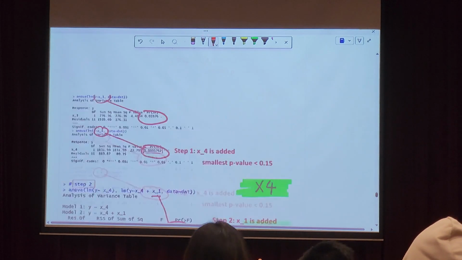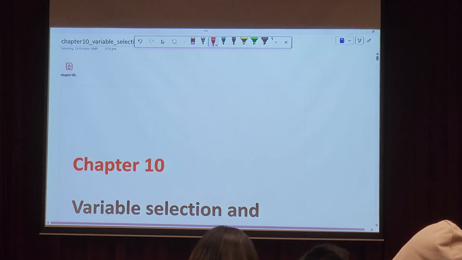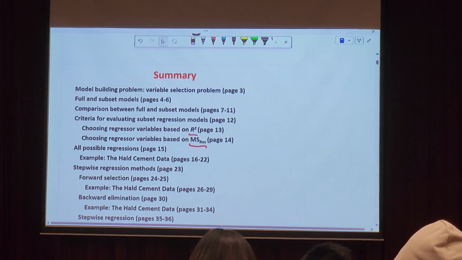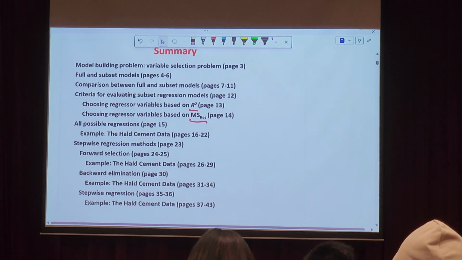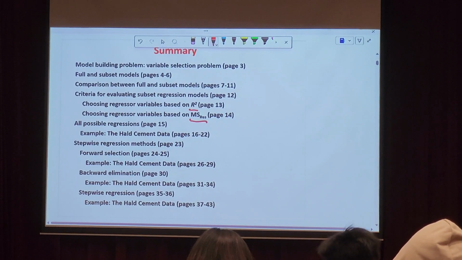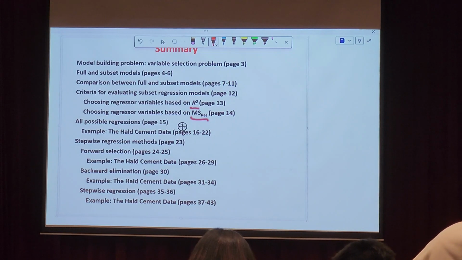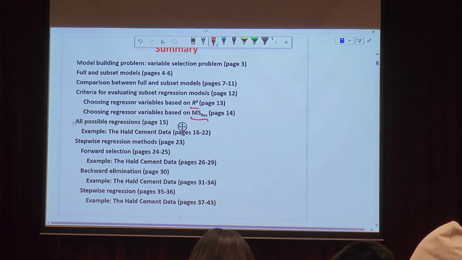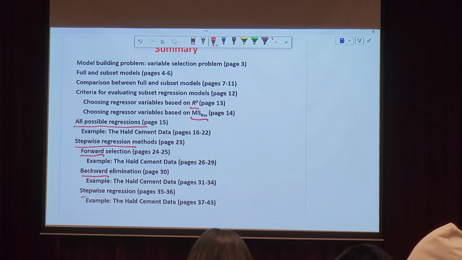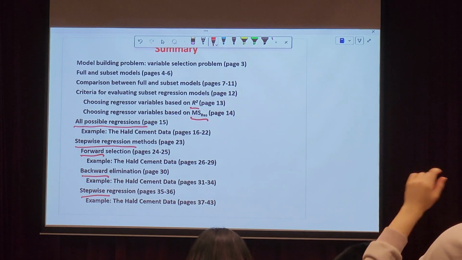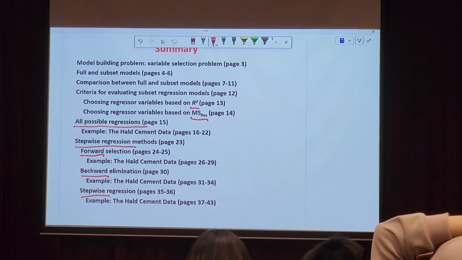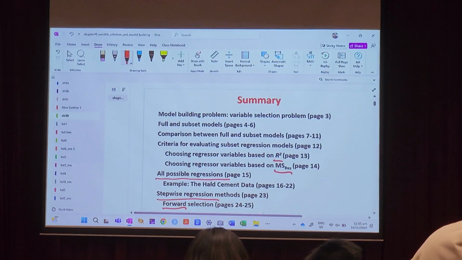So today I have discussed all possible regression approaches: all possible regression, and stepwise. For stepwise, there are 3 types of them, and they are all quite simple, actually, the idea. Alright, I think that's the end.